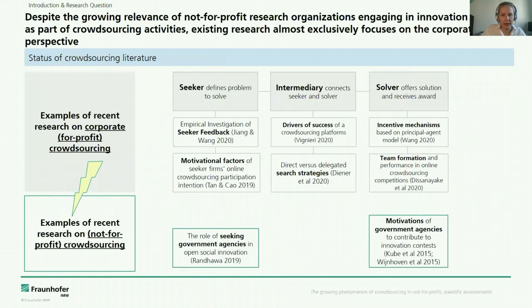So let's have a look at the literature. Despite the growing relevance of not-for-profit research organizations engaging in innovation contests, existing research almost exclusively focuses on the corporate perspective. While research acknowledges the different roles of seeker, solver, and intermediary and goes into detail about the different objectives attached to these roles, the main assumption of the literature in most cases is that participating organizations belong to the for-profit context or corporate sector. Very few examples show insights into the non-profit sector, yet focusing on governmental not-for-profit organizations, as you can see on the slide.